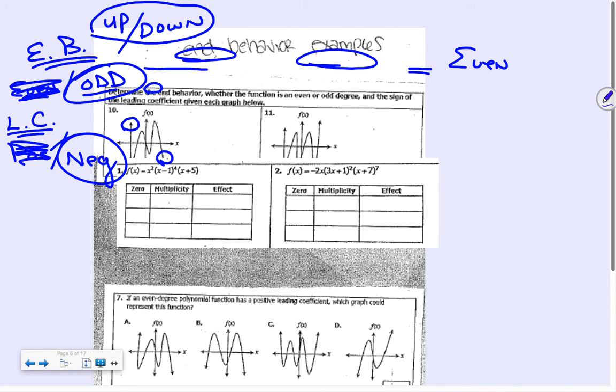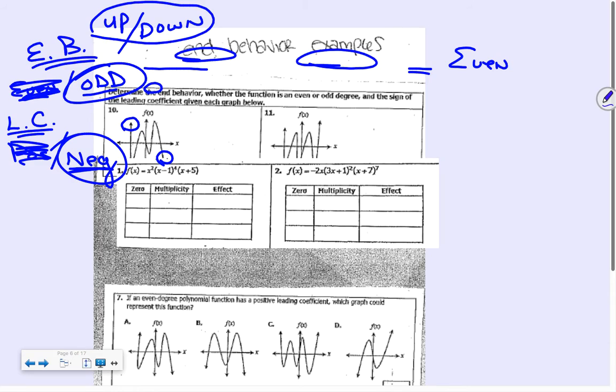So this has an up, down end behavior. Why is it odd? Because they go different directions. Acts like a line, this way, or this way, okay? Why is it negative? Because the line is going downhill, okay? This is downhill for a line. This is uphill for a line, okay?